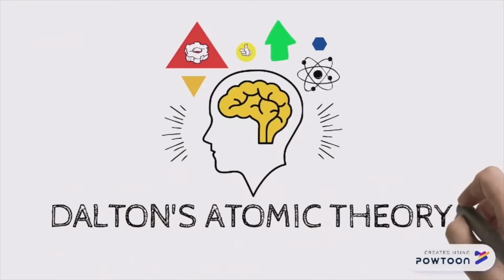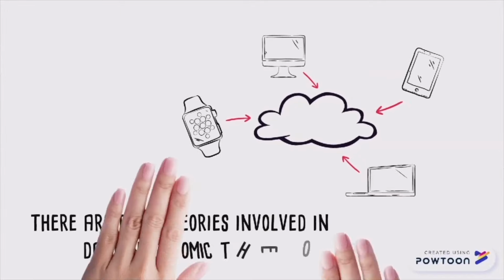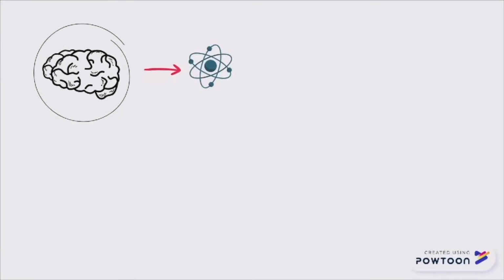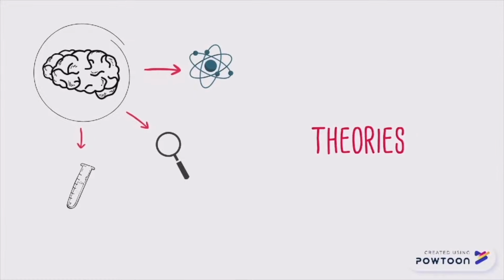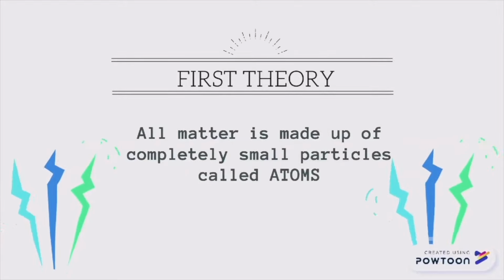Dalton's atomic theory. There are 4 theories involved in Dalton's atomic theory. First theory is all matter is made up of completely small particles called atoms.